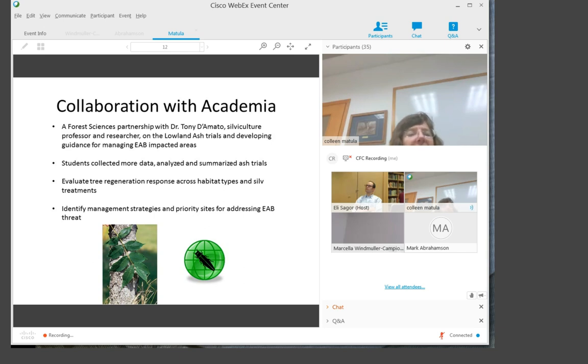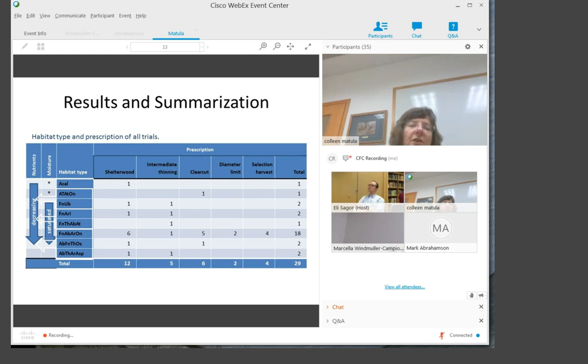So his students collected more data at these sites and they analyzed and summarized the ash trials. They evaluated especially the tree regeneration response after the silviculture method was implemented and across various cover types and silviculture treatments. So here are some of the results and summarization of what they've been finding.